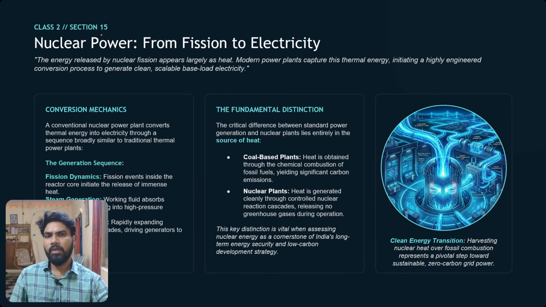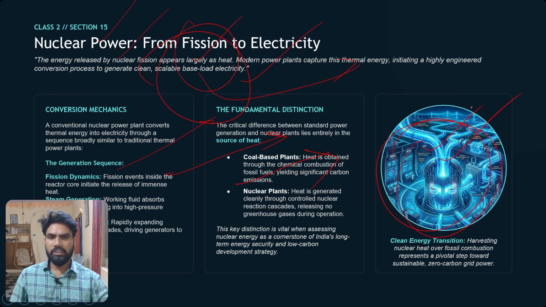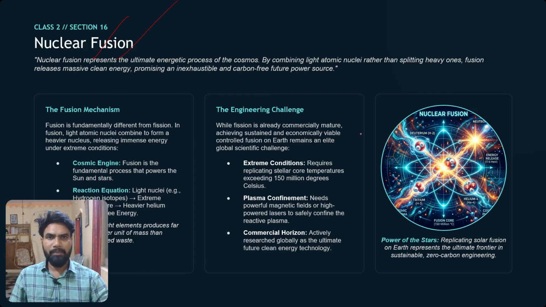Then nuclear power: fission technology is being used to produce electricity. Don't worry, when we study nuclear energy, we will study in detail how fission technology is used to produce electricity, how the nuclear reactors function and how nuclear energy is generated. Then nuclear fusion is also there. So what is happening in nuclear fusion? Two or more smaller nuclei come together and fuse, becoming a single nucleus.